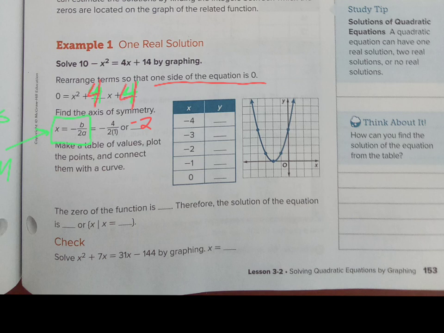And what do we know about this point right here? It ends up being a 0, but we don't know that yet. What happens at the axis of symmetry? Both sides are the same. Yes, and it comes straight out of the vertex. So we know the vertex is going to be right there. Is that okay?